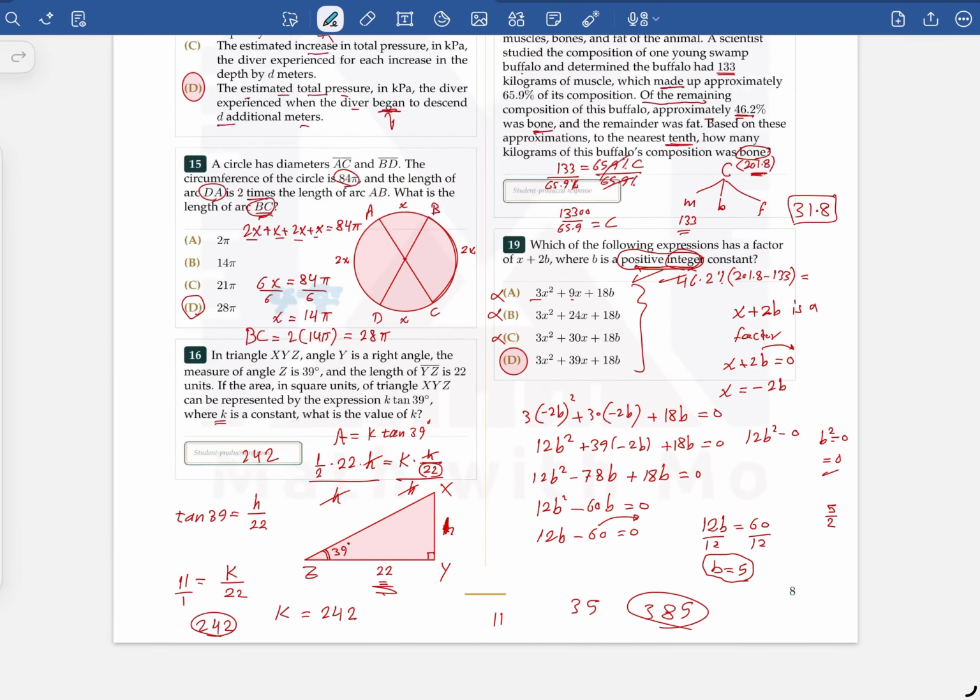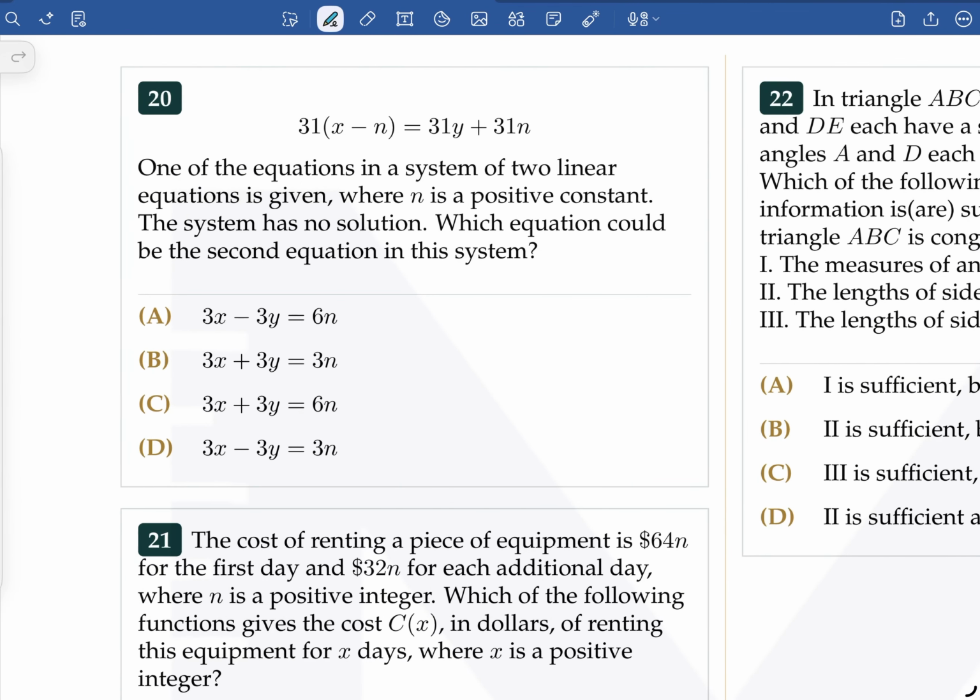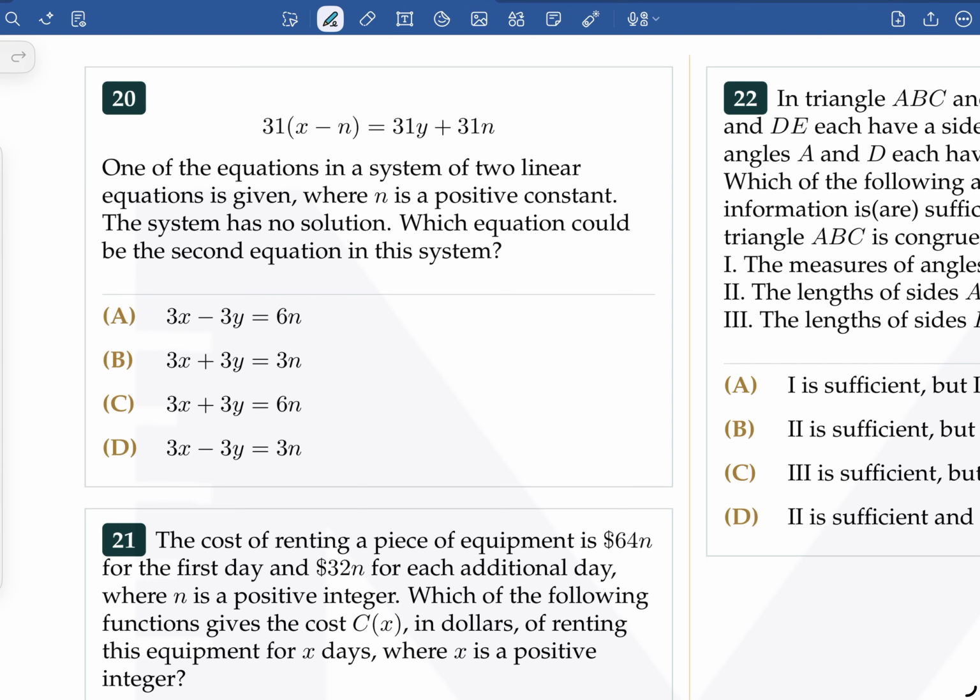And now we go to question number 20. We have this linear equation, 31x minus n equals 31y plus 31n. One of the equations in the system of two linear equations is given. This is one of the equations in the system, where n is a positive constant. The system has no solution. Which equation could be the second equation in the system? So here, if you want to get the second equation, you need to remember this.